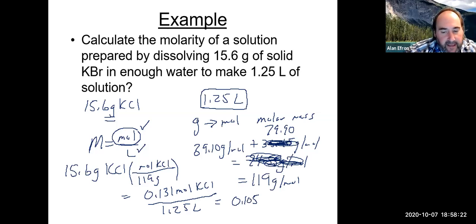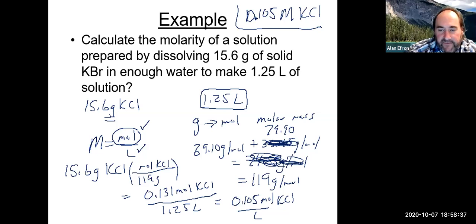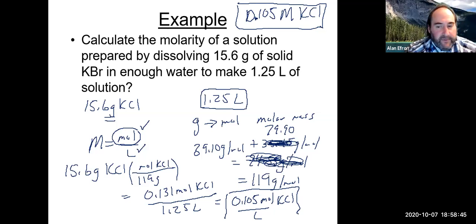The units don't cancel, so it is moles per liter KCl. Or you could write it 0.105 big M KCl. So they're both perfectly fine. The big M stands for moles per liter, or you could just leave it as moles per liter. So it's very common to have to convert grams to moles and use the molar mass to do so. Any questions on that?